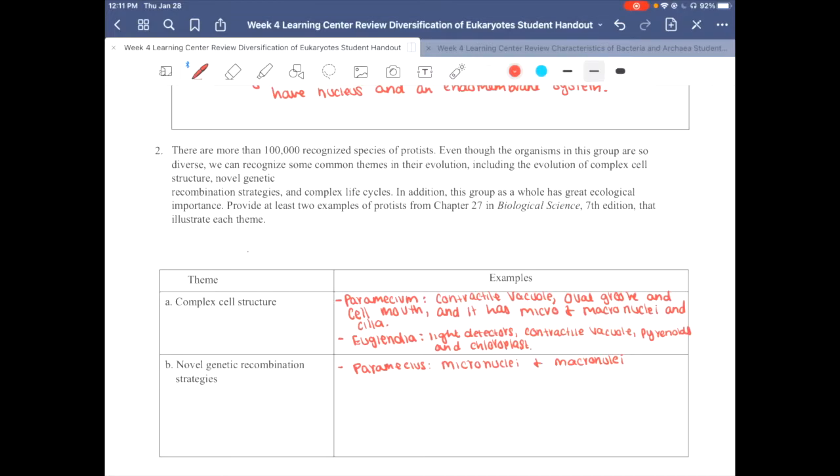So the micronuclei is going to be helpful in sexual recombination. And the macronuclei is going to function in growth, maintenance, and asexual reproduction. So primarily involved with growth and maintenance.